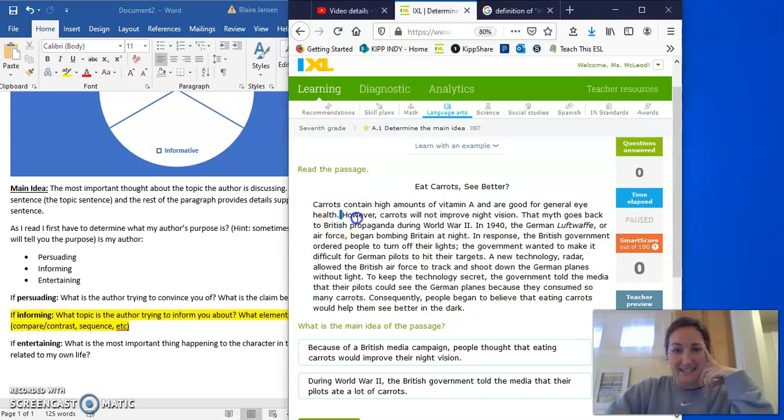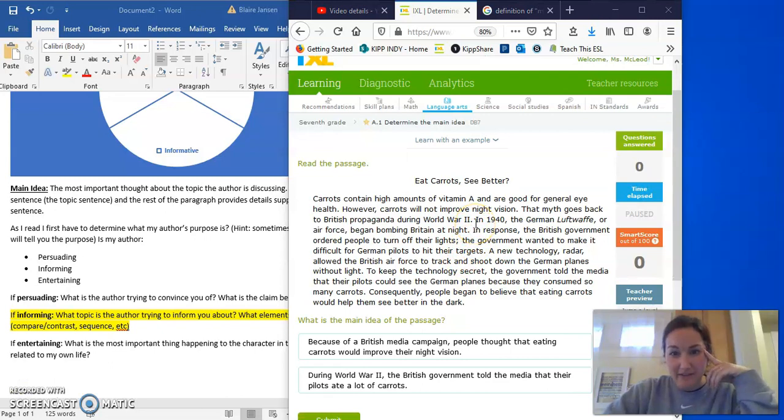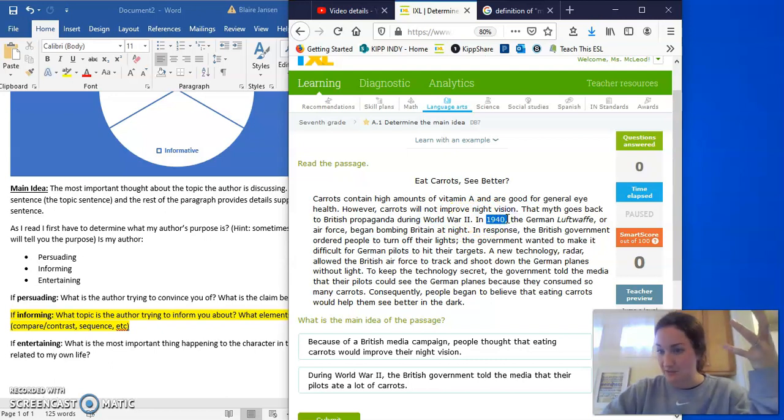As I read, I look at my second sentence and see that it says, carrots will not improve night vision. That myth goes back to British propaganda during World War II. So I get the feeling my author is about to tell me about World War II and how this myth around carrots was started. Interesting. So now I'm seeing informative elements like dates. In 1940, the German Air Force began bombing Britain. So now I'm seeing events like World War II, dates like 1940. That also proves to me it is informative.